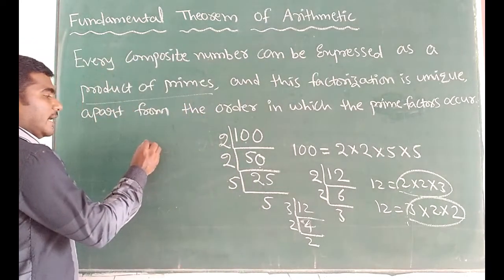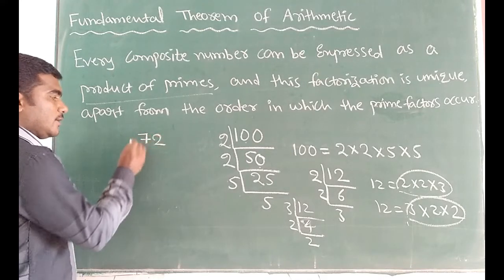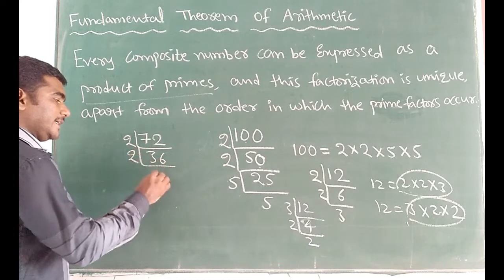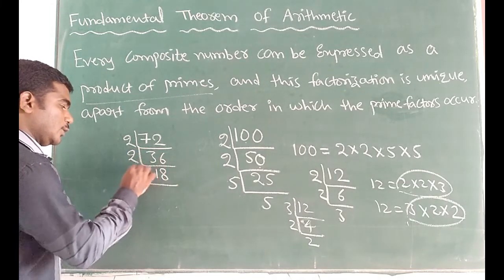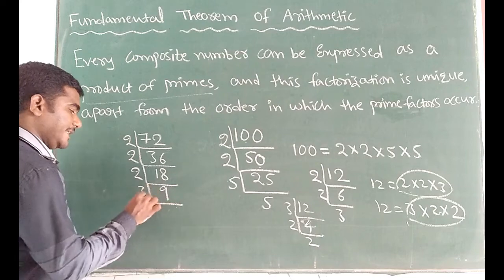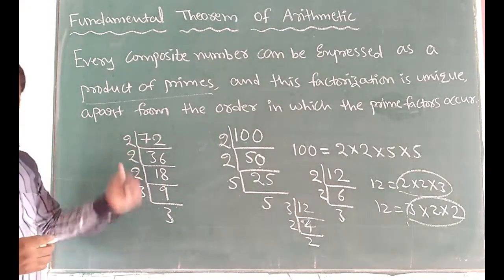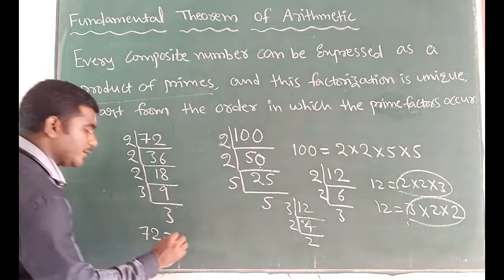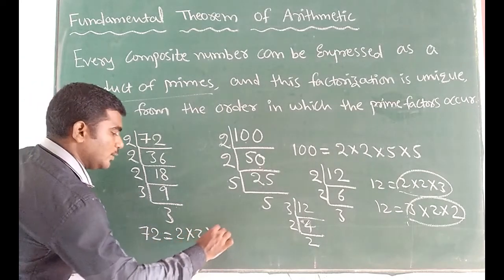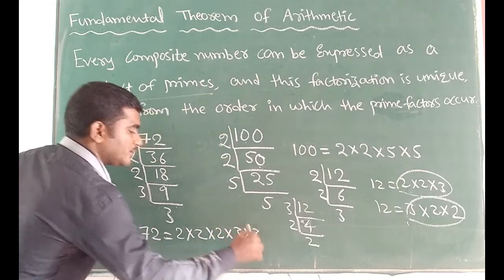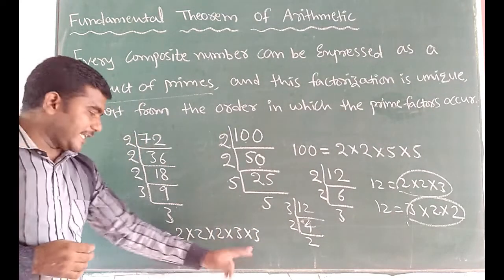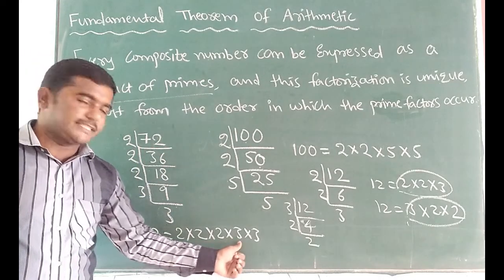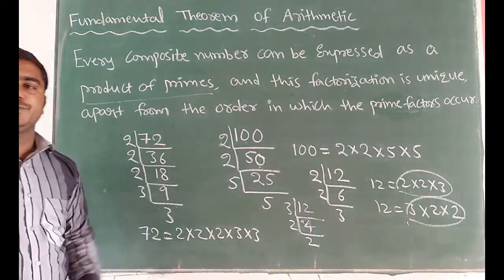One more example, I will take 72. How can you write 72? 2 36s are 72. Next, 2 18s are 36. Next, 2 9s are 18. 3 3s are 9. So 72 is equal to 2 into 2 into 2 into 3 into 3. See, if you multiply this again, you will get 72. Once you check it: 2 2s are 4, 4 2s are 8, 8 3s are 24, 24 3s are 72.